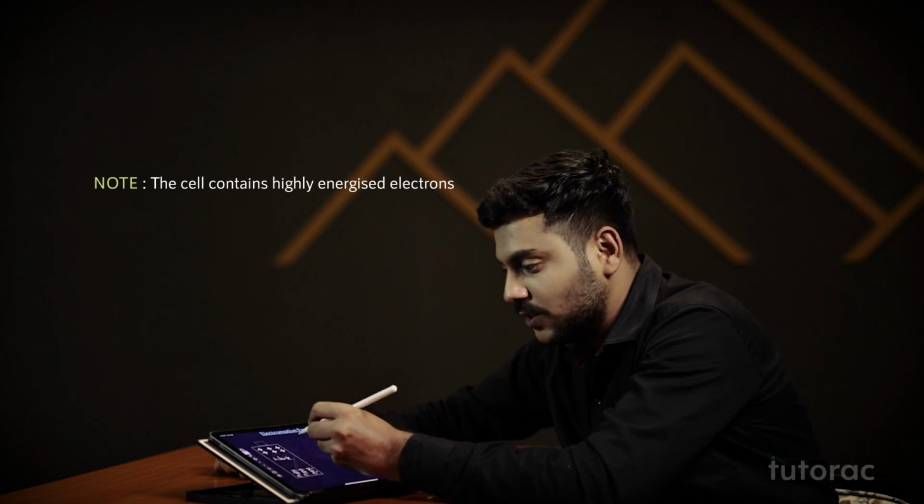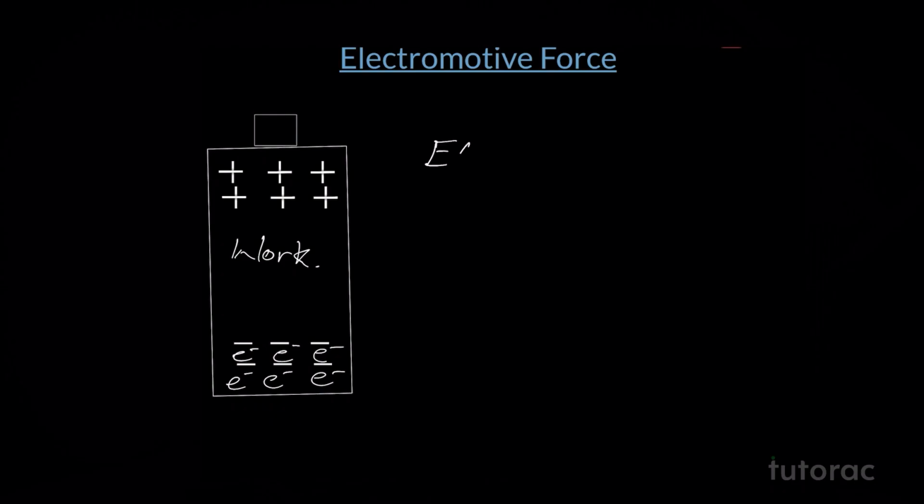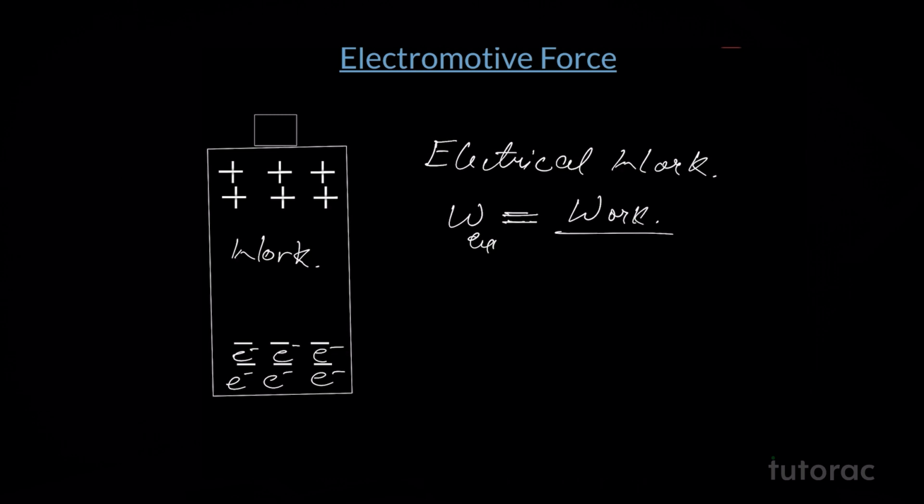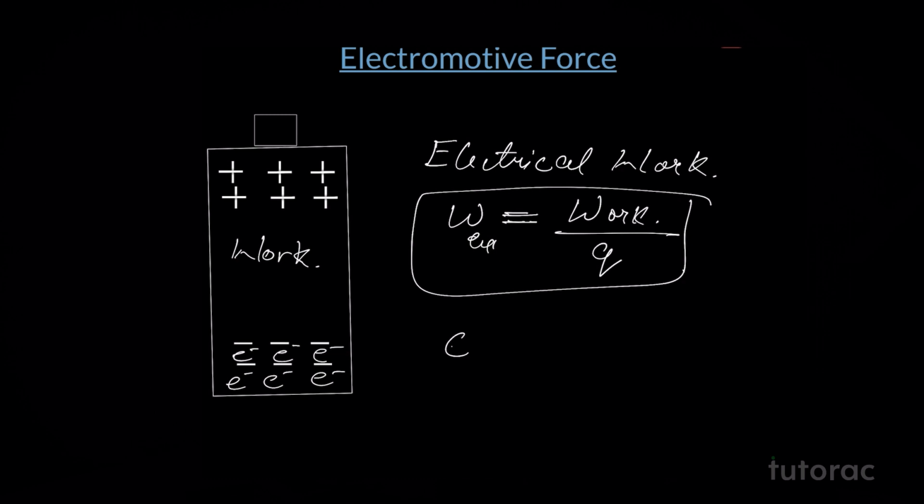We define this electrical work, let's say W, as work done by the charge. We also denote it with epsilon, that is, work done by the cell divided by per unit charge. Now, apart from it, we have some more devices that we will be using.